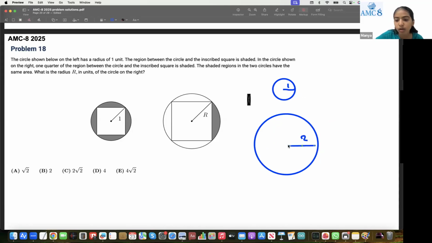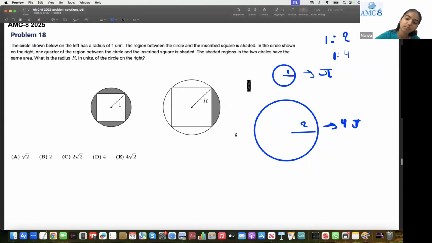So what is the ratio of the sides? The ratio of the sides would be 1 to 2. This makes sense, right? The radius. But what is the ratio of the area? Well, this one would be pi r squared, so pi times 1 squared is just pi. This one would be pi r squared as well, which is pi times 2 squared, which is pi times 4, which is 4 pi. So the ratio of the areas is 1 to 4, because it's 1 pi to 4 pi, which is 1 to 4.